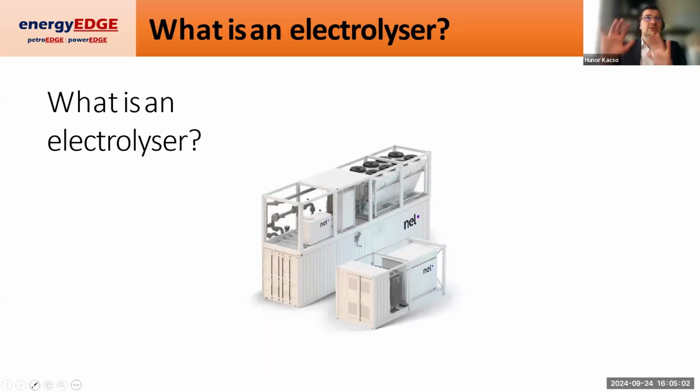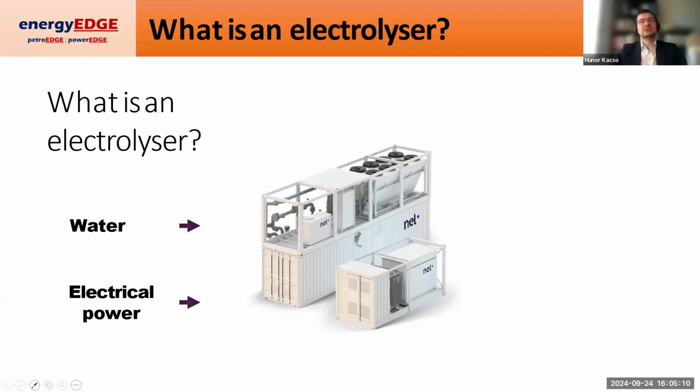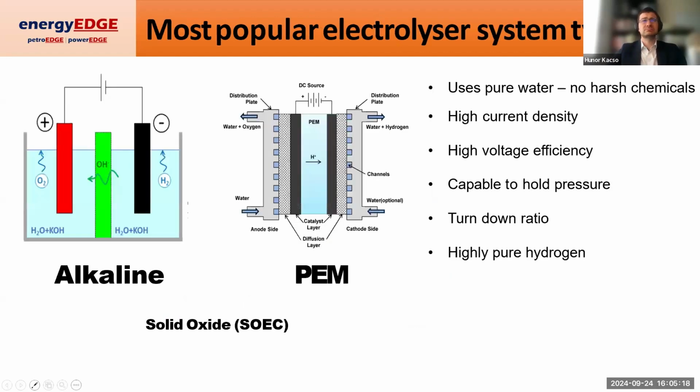So I like to just start at the basics. So what is an electrolyzer? Well, an electrolyzer is an electrochemical device which takes water and electrical power, and turns it into hydrogen and oxygen. So it uses the electrical power to split the water into its constituents, which are of course hydrogen and oxygen. There are multiple different electrolyzer system types, and today, of course, we'll be talking about PEM only.